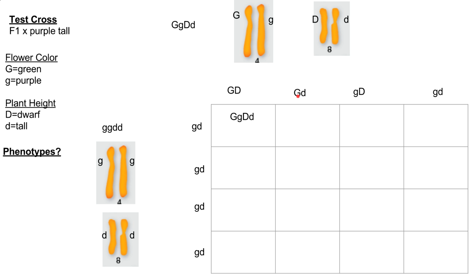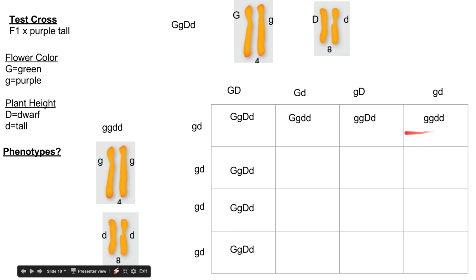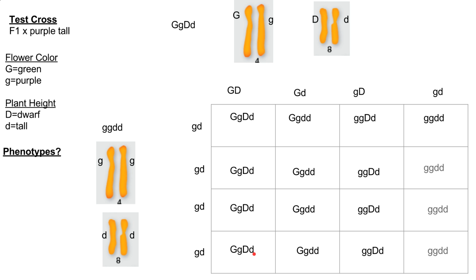Next one, big G, little d, little d. Next one, and next one. Okay, so it said what would be the possible phenotypes and the ratio. Because all of these are the same, once we have the first row done, it basically copies all the way down with all the rest. It just follows that same pattern.